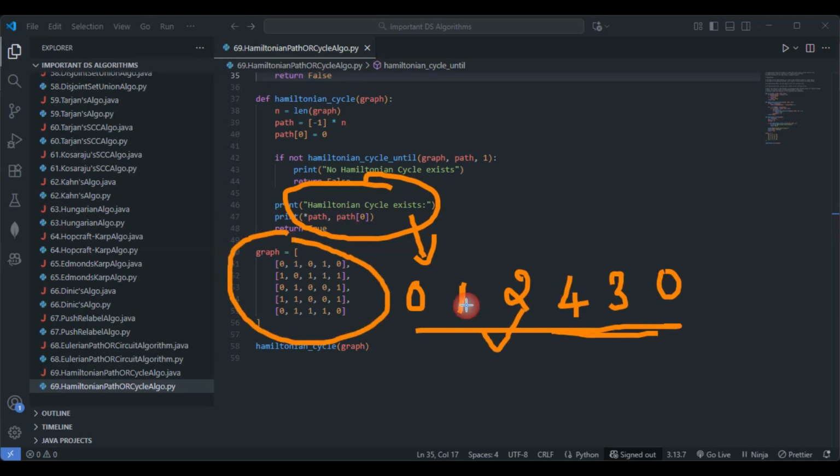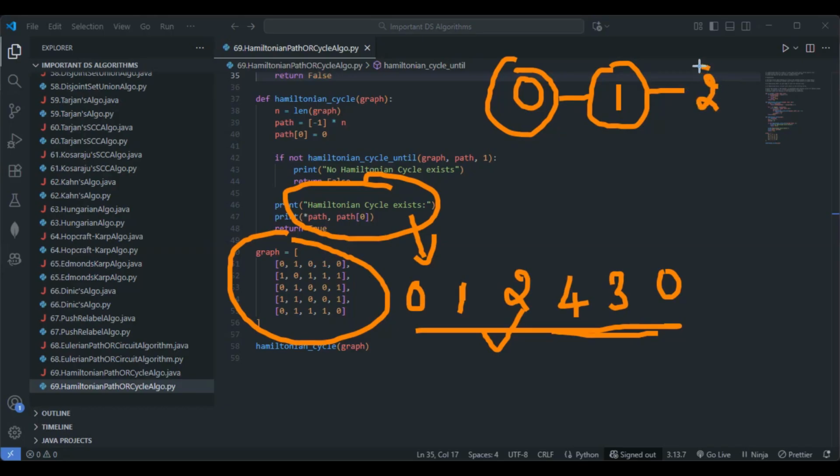This means, actually, this is how we got the output. We will start at the vertex 0. Then we will visit the vertex 1, followed by the vertex 2. From 2 we will visit the vertex 4. Then from 4 we will visit the vertex 5. Sorry, from 4 we will visit the vertex 3, right?